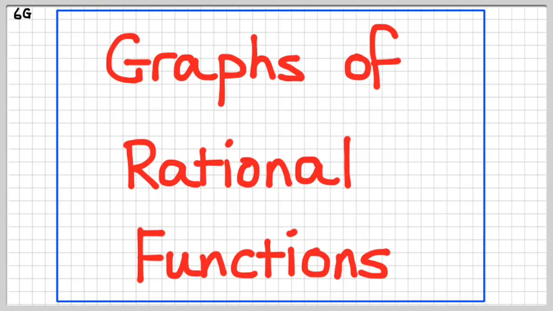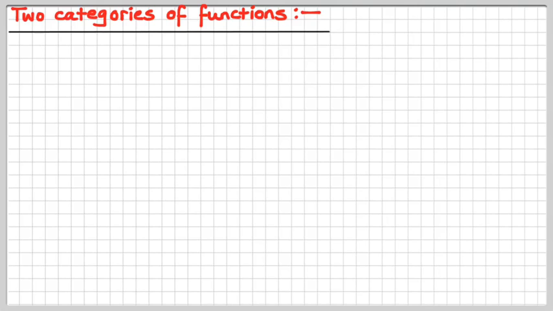Well, let's have a look at some graphs of rational functions. This is a fascinating area and I'm sure you'll find it interesting, and once you grasp it you'll really feel confident about this. So let's make it easy for you. We have two categories of functions for which we have to be able to competently draw the graphs.